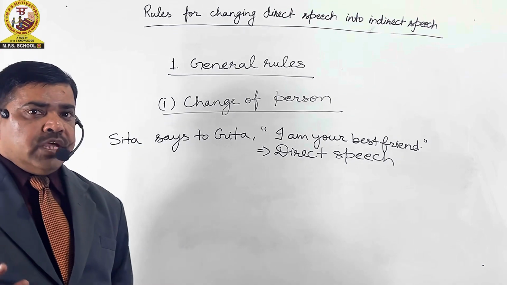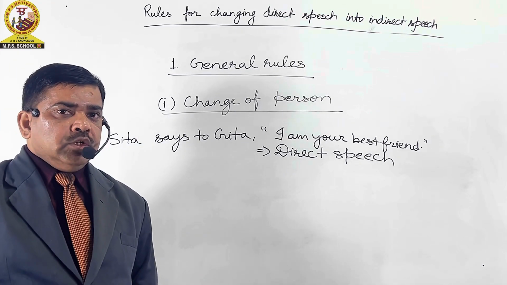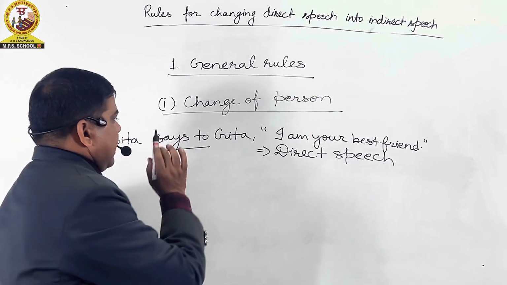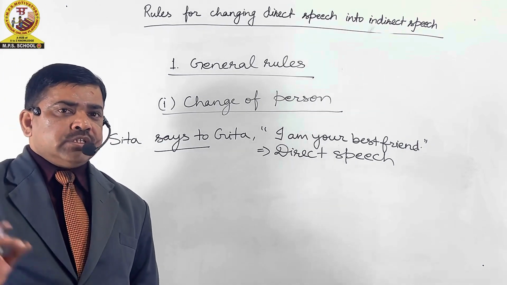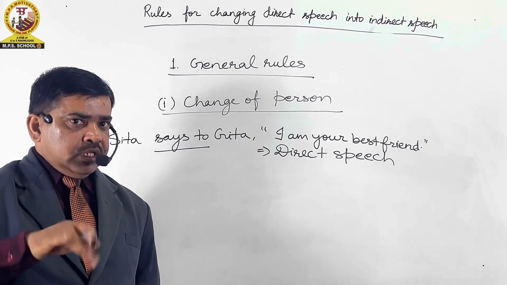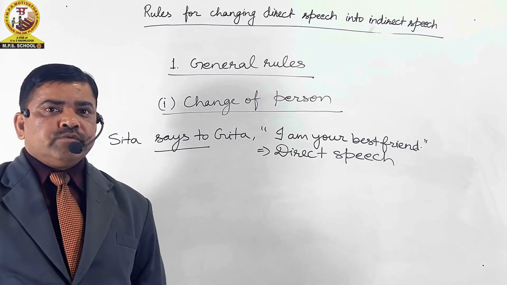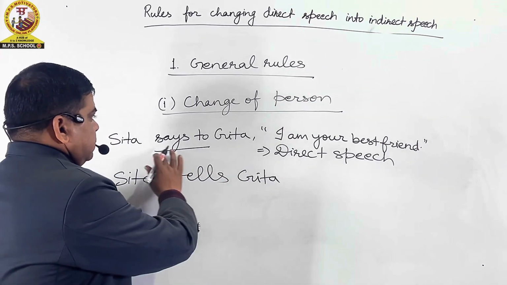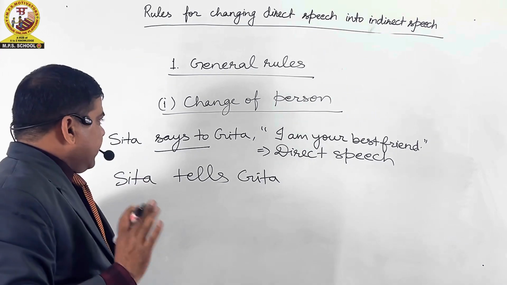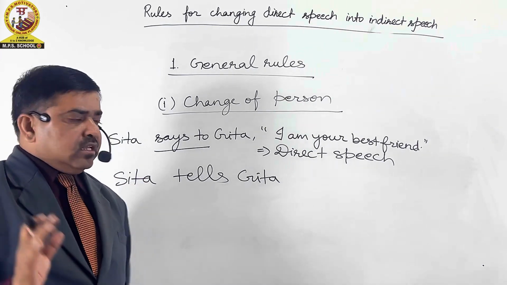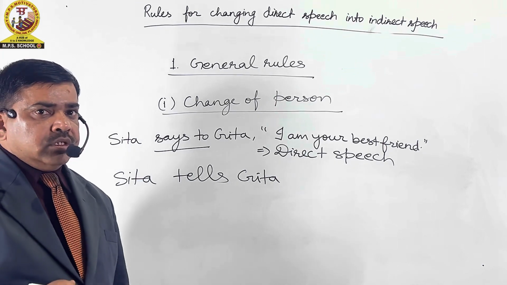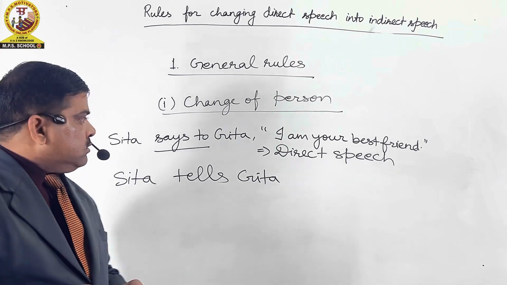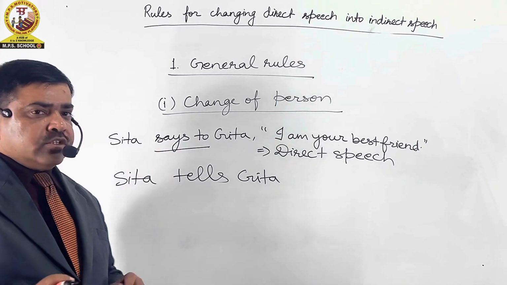Now we have to change it into indirect speech. What changes will come here? First of all, we see that here says to is used after Sita and before Geeta. So in place of says to, we will use tells. Sita tells Gita. This change has taken place in the reporting part. The part of the reporting verb is also known as the reporting part, and in this part we have changed says to into tells.